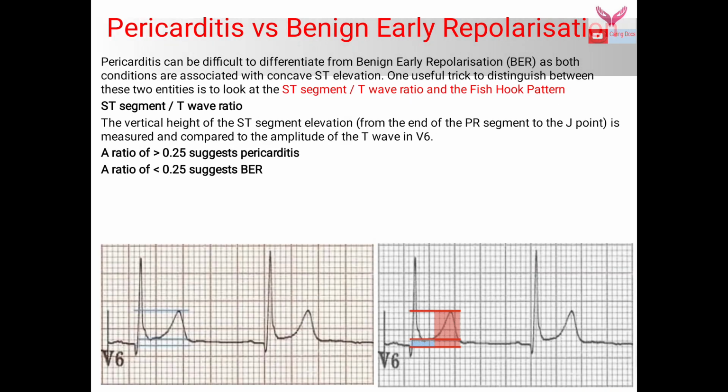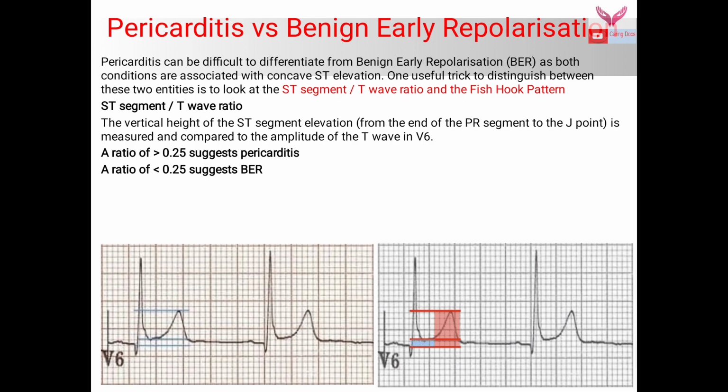How do we differentiate pericarditis versus benign early repolarization? Usually pericarditis can be difficult to differentiate from benign early repolarization, as both conditions are associated with concave ST elevation. But a useful trick to distinguish between these is to look at the ST segment and T wave ratio, and sometimes the fish hook pattern.